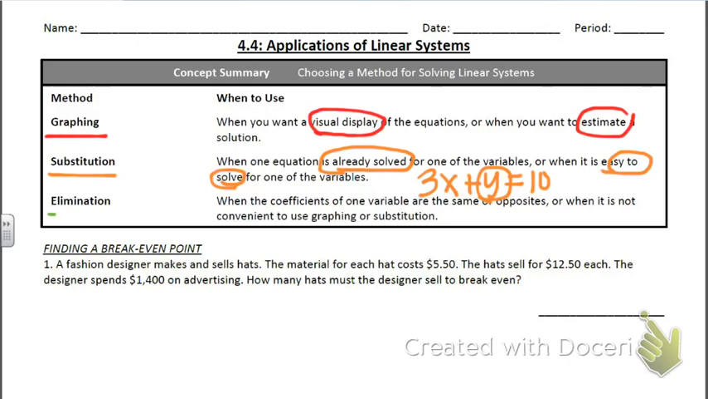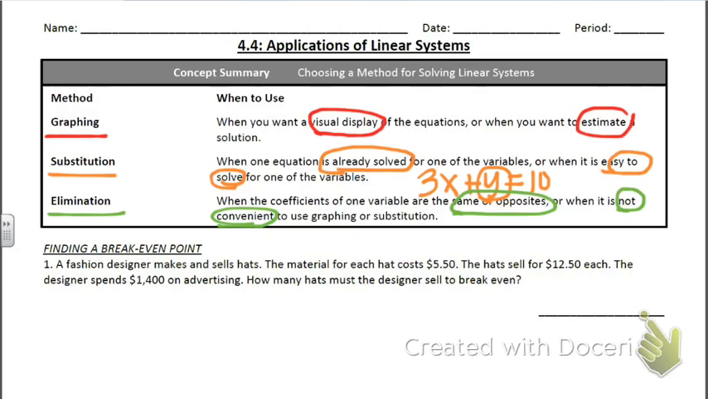And then on Thursday, you talked about the elimination method. Elimination is actually my favorite method because it takes away one of the variables pretty quickly. We would use elimination when the coefficients of one of the variables are the same or opposite, or when it's not convenient to use graphing or substitution. So I also circled not convenient. Basically, when the other 2 methods take too much work, elimination usually is the better way to go. Okay? So that's a summary of everything we've done so far.